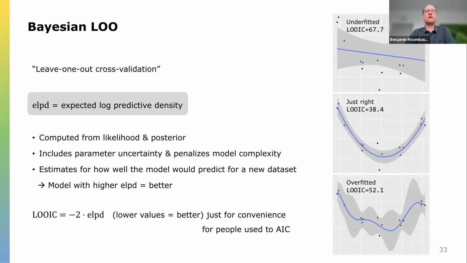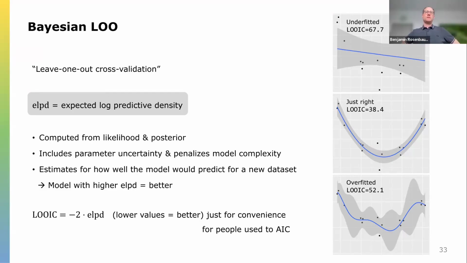It's called the leave-one-out cross validation. For practical reasons, you can just think of it as AIC, very, very roughly. It computes the expected log predictive density. This means the expected improvement of model fit when including another data point can be computed from the likelihood and posterior. It also includes parameter uncertainty and penalizes the model complexity.